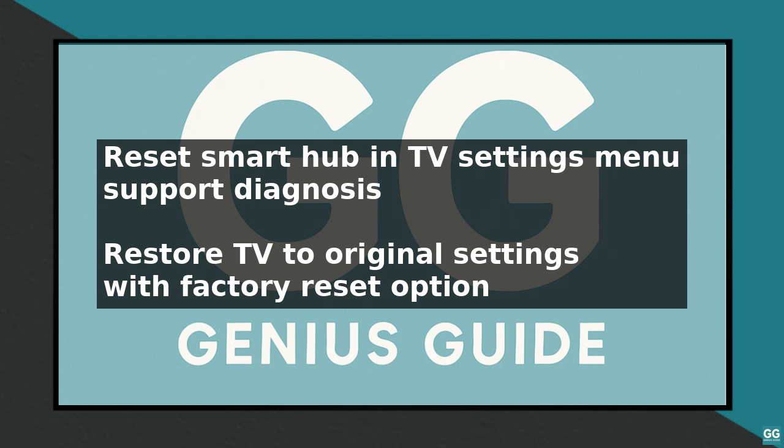By following these steps, you should be able to resolve the Samsung TV 152 error code and get your TV up and running smoothly. Remember to always check for firmware updates and ensure that your internet connection is stable to prevent this issue from occurring in the future.